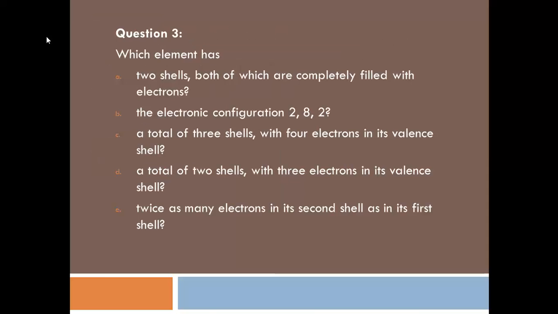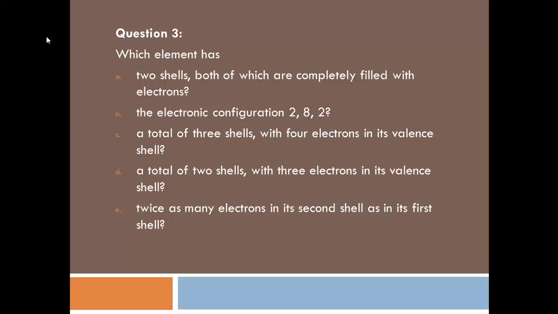Let's move to question number 3. Okay, question number 3. 5 questions are there. Each one is a one-word question. So, which element has, you have to name the element. Okay, 2 shells, both of which are completely filled with electrons. So, only 2 shells are there. Both of them are completely filled. That means 2, 8. Which is that element? Atomic number 10, neon. Okay.